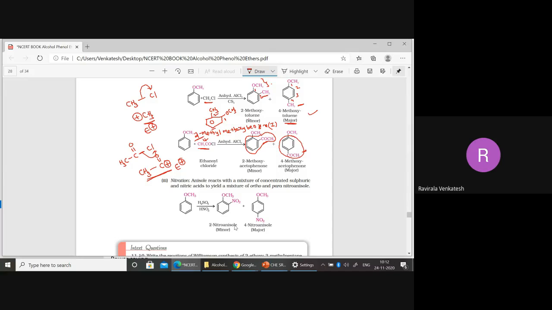This part is again called acetophenone, so 4-methoxyacetophenone. Generally acetophenone looks like this: CH3, C double bond O, Ph. Or else you can also write it like this: CH3, C double bond O, benzene. This is called acetophenone.